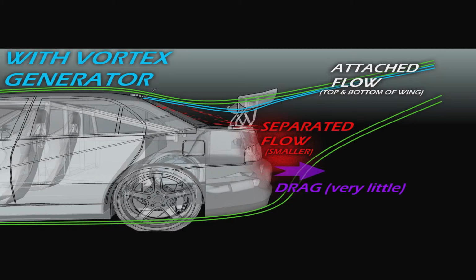So you have attached flow now traveling both above the wing and below the wing, and of course you still have a little bit of separated flow left, but it is significantly reduced, as you can see by the smaller red area. What this does is it reduces the drag and it improves acceleration.